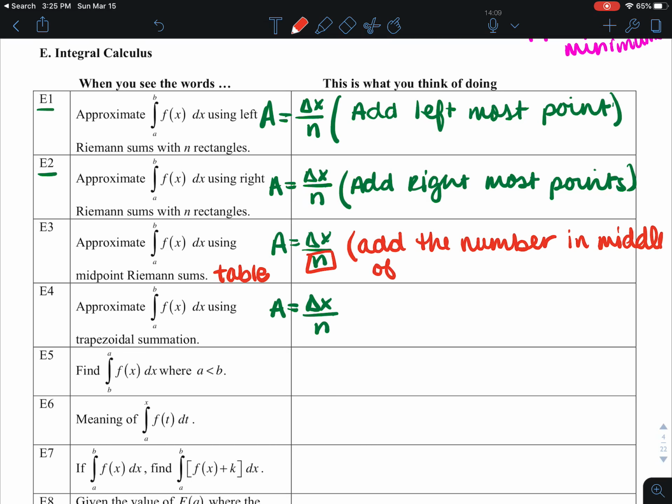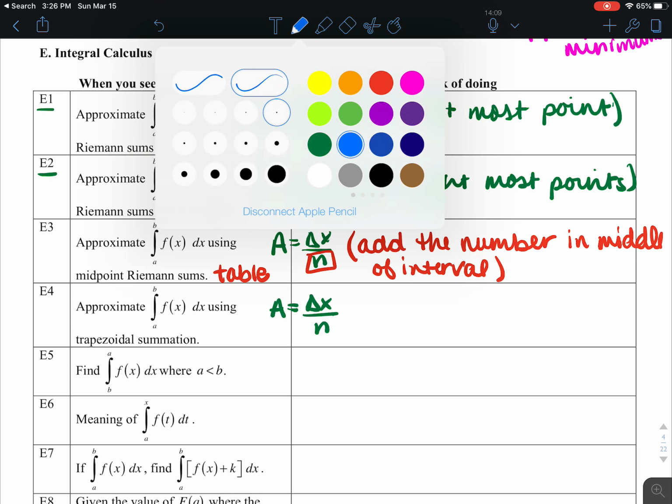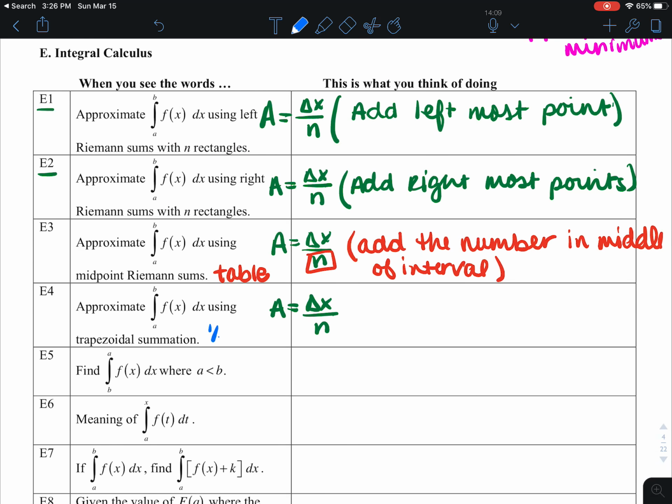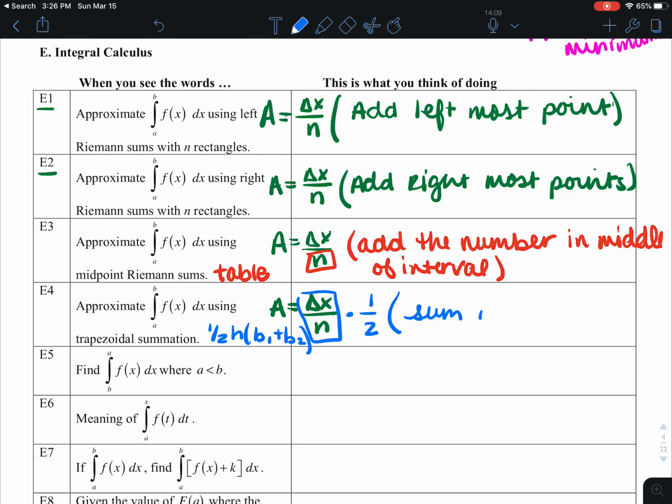Middle of interval. And I think the example that the directions give you is, if you're given 7 points, you can only calculate 3 midpoint sums. For the trapezoidal rule, we have to use our area of a trapezoid formula, which is 1/2 the height times our bases summed. And so we will see this as our height right here times 1/2 from our trapezoid formula times the sum of our bases.